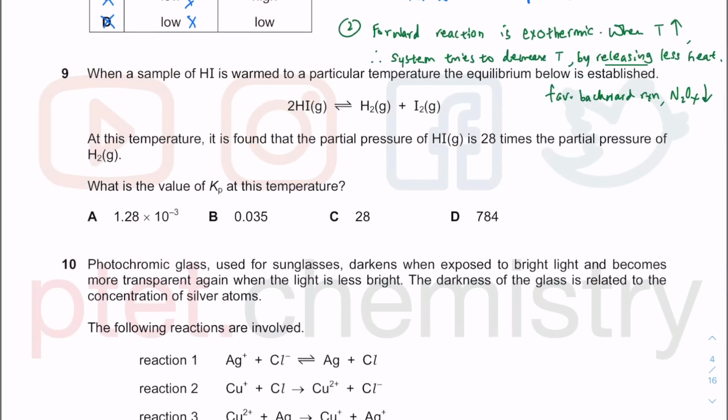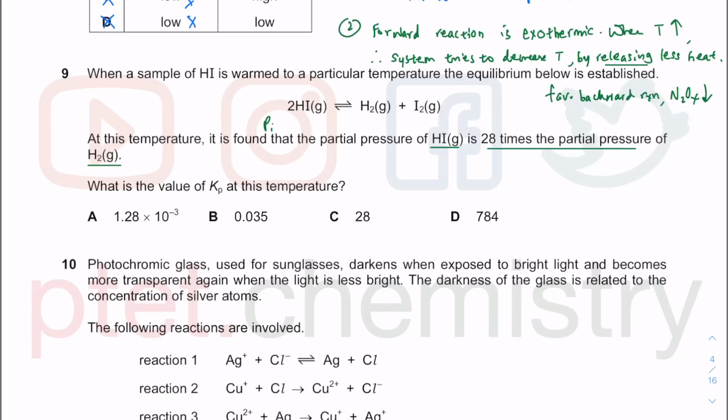Question 9, so we have some partial pressure of HI. This is 28 times the partial pressure of H2 at equilibrium. What do we have here? So if we have equilibrium partial pressure, I guess. So this is partial pressure.